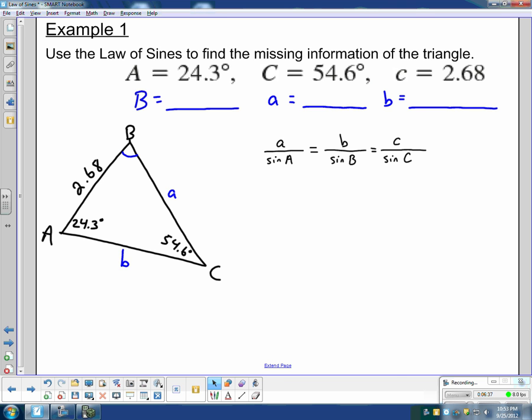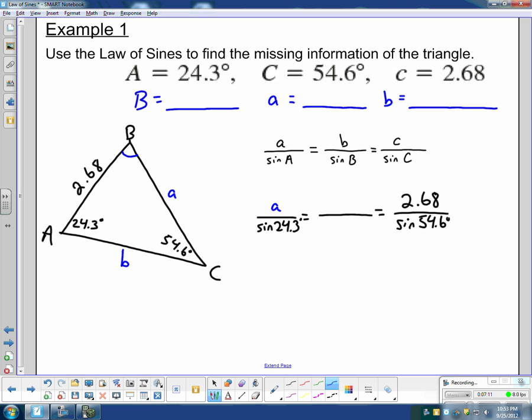So all I'm going to do is I'm going to go back in and plug in the pieces of information that we know. And what we're going to then do is we're going to be able to use the other things. We know angle A. So I'm going to put, instead of A, 24.3 degrees. We know angle C. So I'm going to put here the sine of C. Instead of C, I'm going to put 54.6 degrees. And we know side C, 2.68. The things that we don't know, I'm going to leave as things that we don't know.